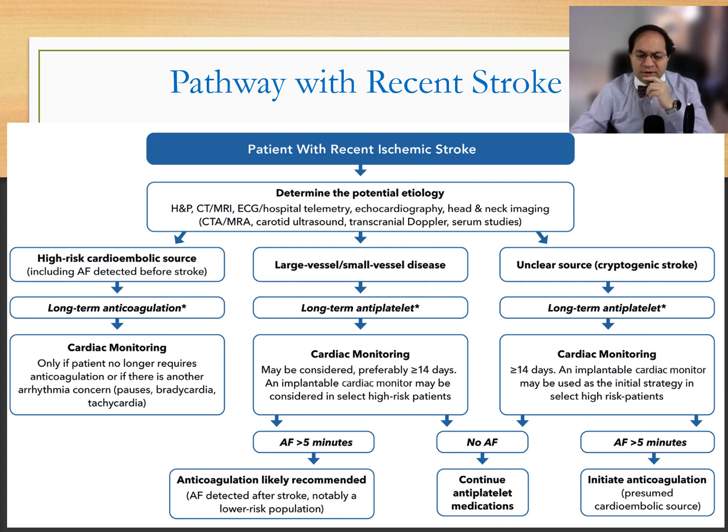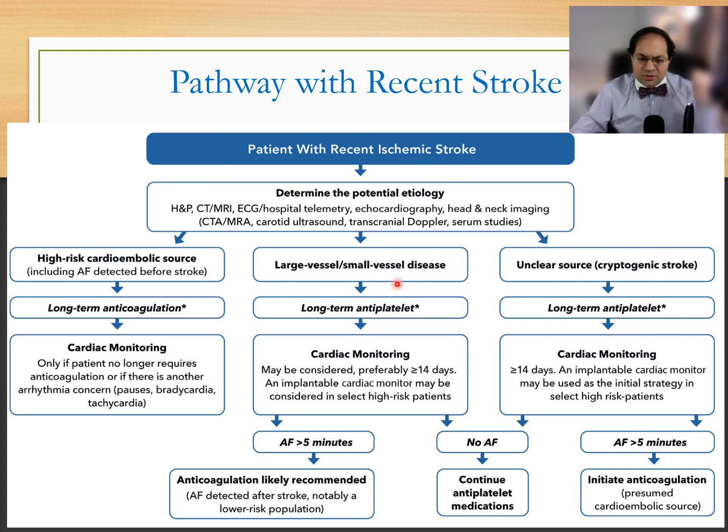And this is a very important slide, the pathway with recent stroke. I'm going to go over it step by step, and then we go over important aspects of this algorithm. So a patient with recent ischemic stroke, of course, you try to determine the potential etiology. You do an H&P, of course, CAT scan, MRI, EKG, and telemetry, and you do an ultrasound of the heart, echo. And then also you do head and neck imaging to identify any atherosclerosis in the arterial system. Now, you might find atrial fibrillation in the get-go, so of course you need long-term anticoagulation, as this is probably the cause, what we call a high-risk cardioembolic source. And then you do cardiac monitoring if you want to manage the patient's atrial fibrillation.